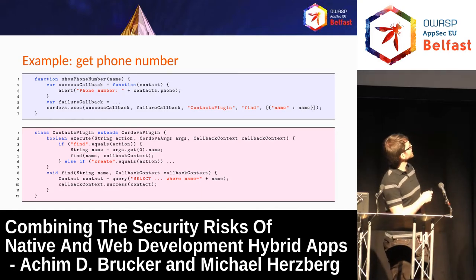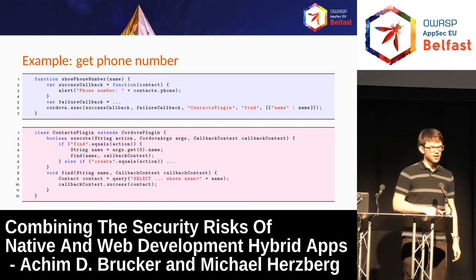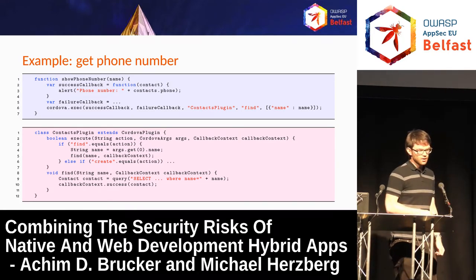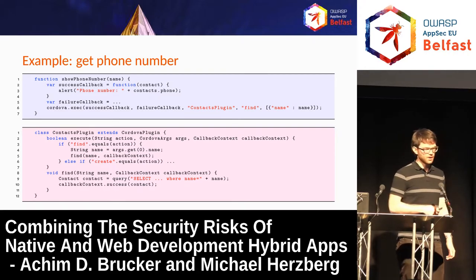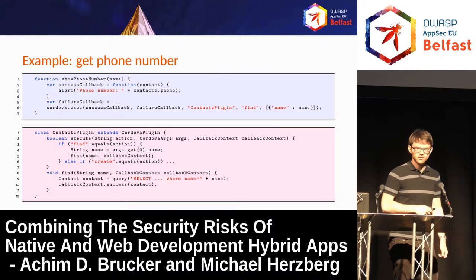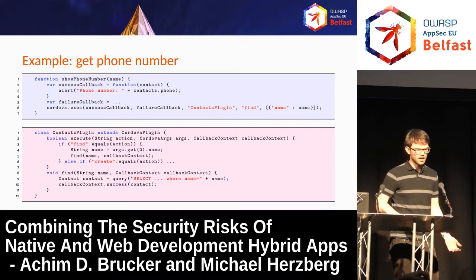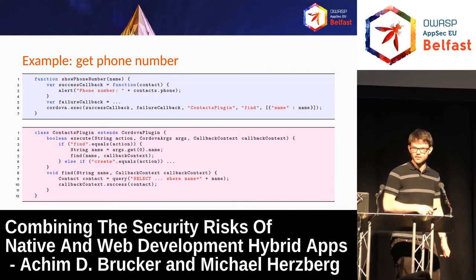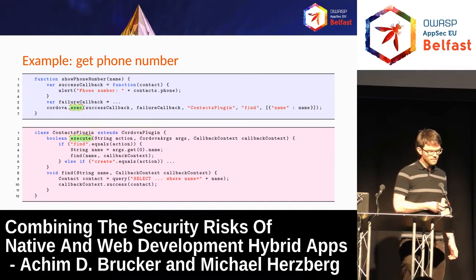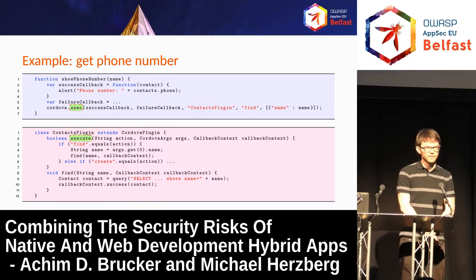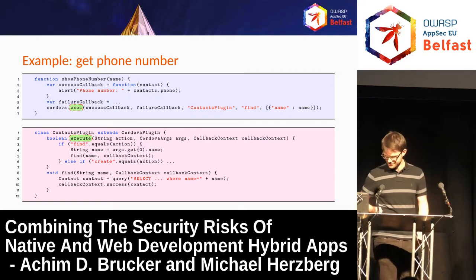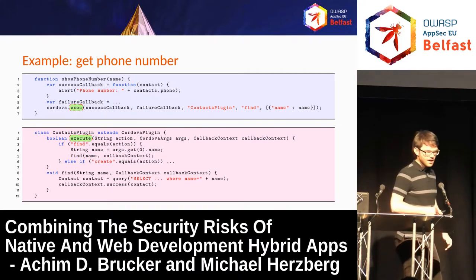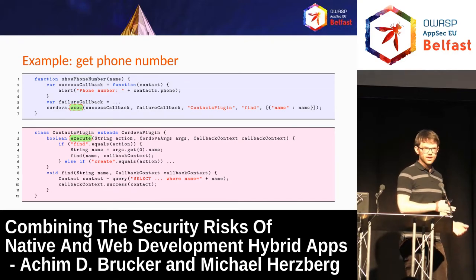I'm not sure how much you can actually read, but this is the main part of the hybrid app that you just saw. On the top, we have the JavaScript part in blue. On the bottom, the Java part. You have a small function on the JavaScript side where you start, show phone number. On the Java side, on the bottom, you have one Java class that is the plugin used to access the local contact book. The main part of this hybrid framework is the so-called exec or execute method that is provided by the Cordova framework. This is the main method that allows you to communicate between the Java and the JavaScript part of your app.